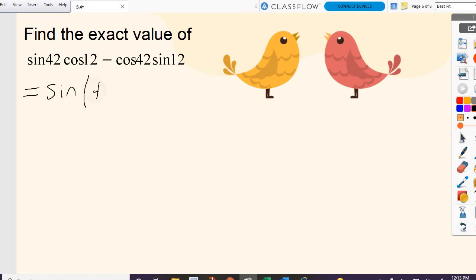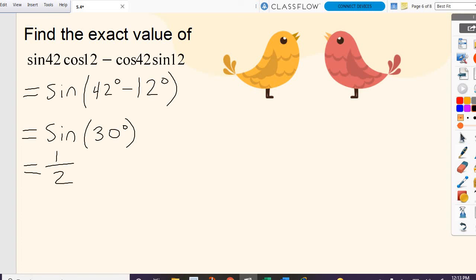Because it's the same operation, we would have 42 degrees minus 12 degrees, which is what? 30. And what is sine of 30? 1/2. That would be my answer.